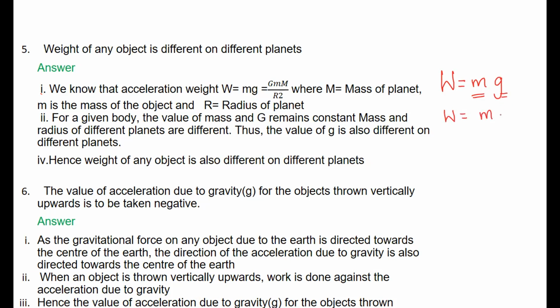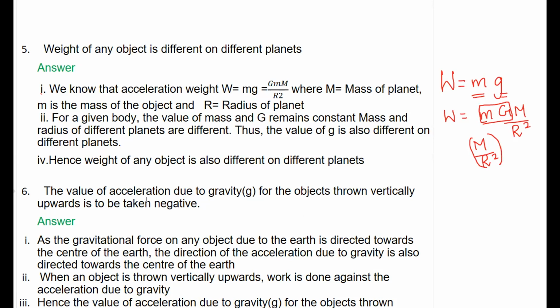The acceleration due to gravity formula we know, that is g equals GM upon R square, where M is the mass of the planet and R is the radius of the planet. Here in this equation of W, small m and capital G, the universal gravitational constant, these two are constant. But M upon R square, that means the mass of the planet is different for different planets and the radius will also vary. So these two values will change. That is why weight of any object is different on different planets.